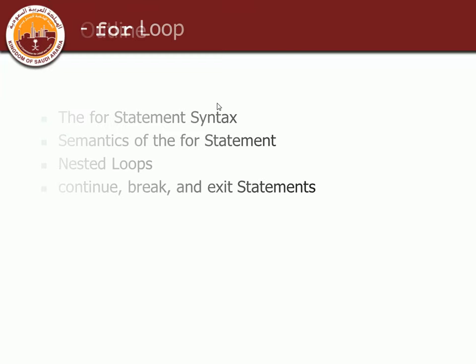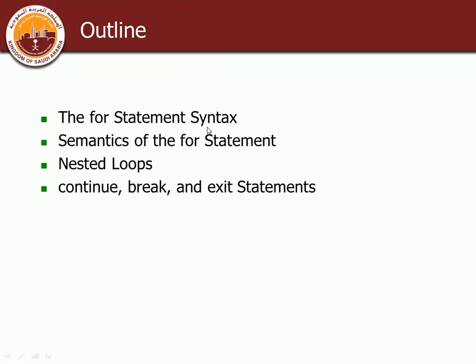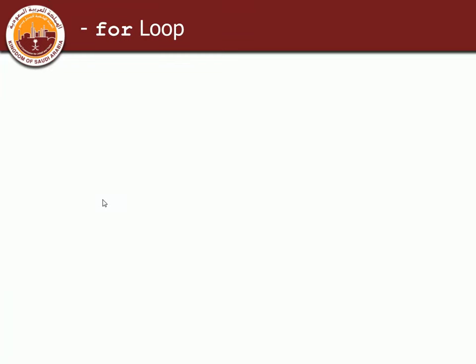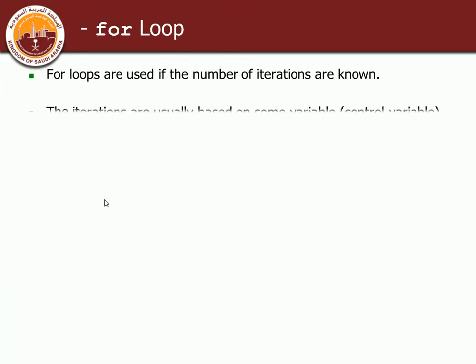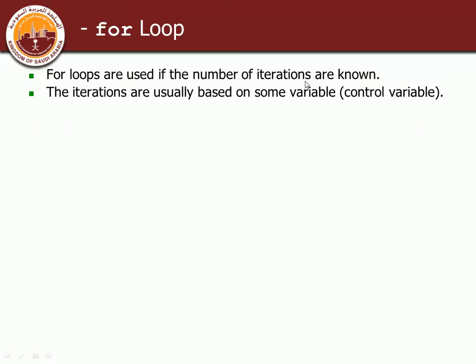So we're going to look into the syntax of the for statement, and then we're going to talk about nested loops, which is a loop inside of a loop. And finally, we finish with some interesting commands to learn. So let's go to this for loop. We said when we know exactly the number of iterations. What does iteration mean? Repeat. Exactly, number of repetitions. So the number of iterations is the number of repetitions.